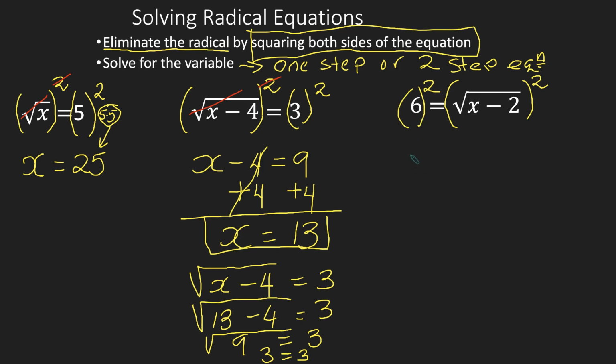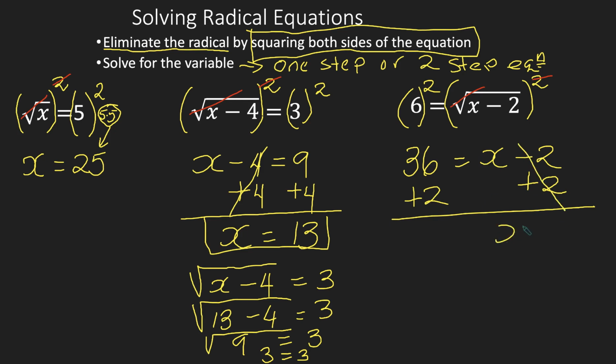Now if I square 6, that's 36. Remember, the square cancels your square root, so this cancels that symbol, and you're left with just x minus 2. So if I want to isolate my x, I need to get rid of the 2, which means I would have to add 2 to both sides. My x is isolated, and 36 plus 2 is 38. And I'm finished. That wasn't so difficult.